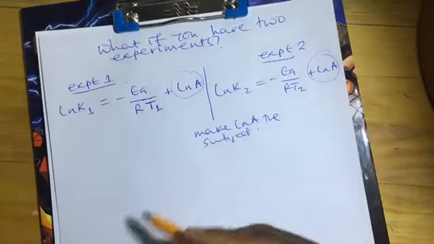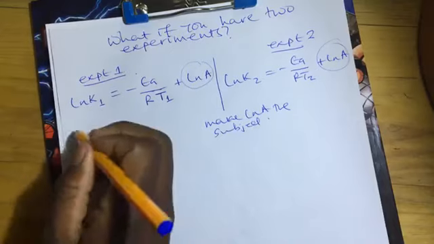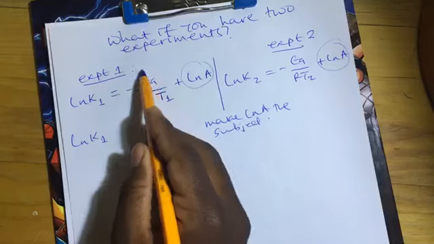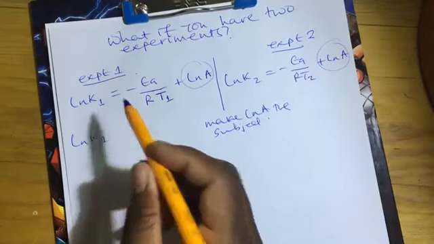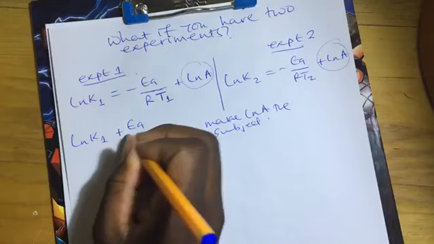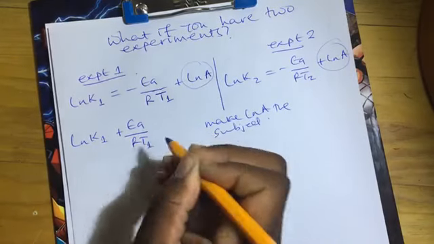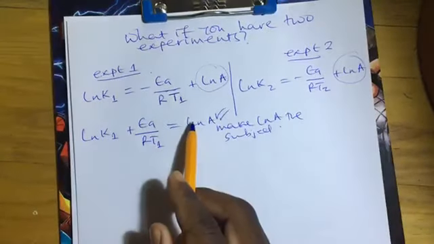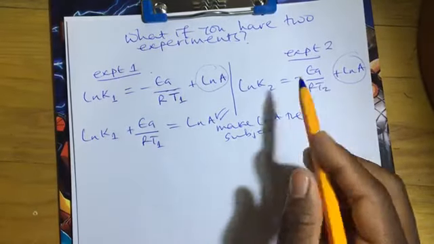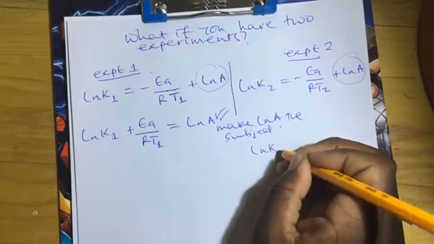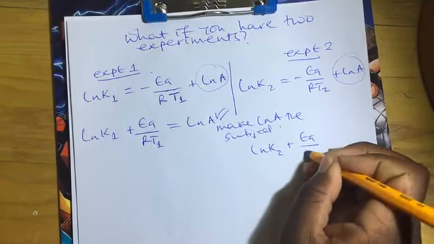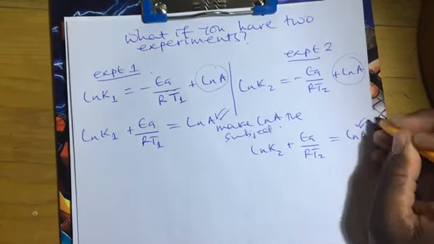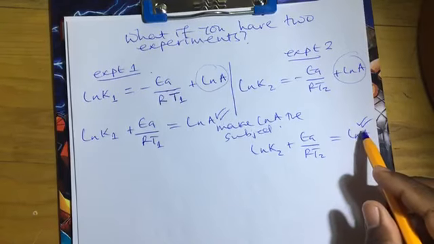So for both of these, I'm going to make lnA the subject of the formula. This is going to become ln K1. This is negative. When it crosses, it's going to become positive. So this is going to become plus EA over RT1 is equal to lnA. I've made lnA the subject of the formula this side. Let me make lnA the subject this side. I'm going to get ln K2 plus EA over RT2 is equal to lnA. I've made lnA the subject of the formula.